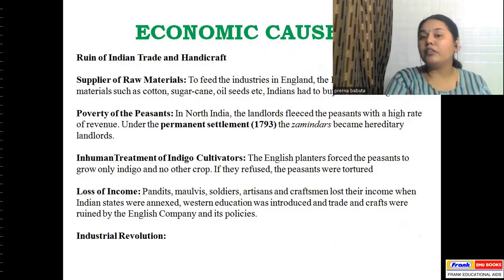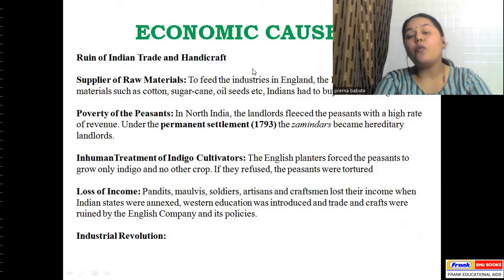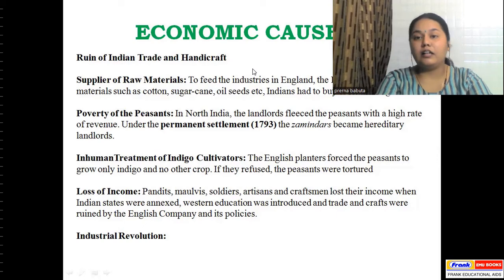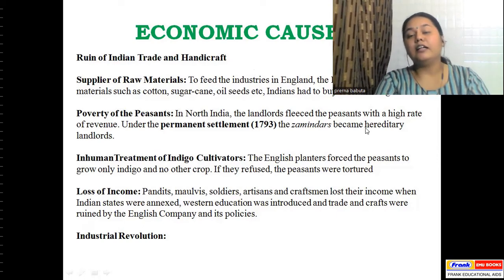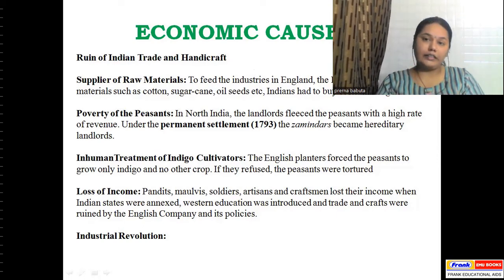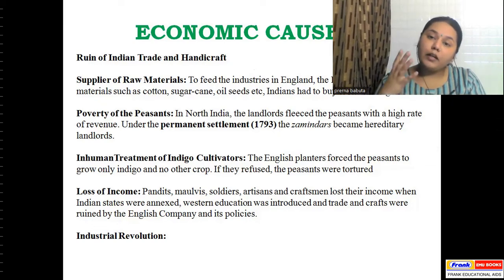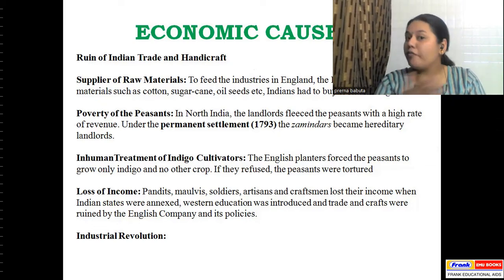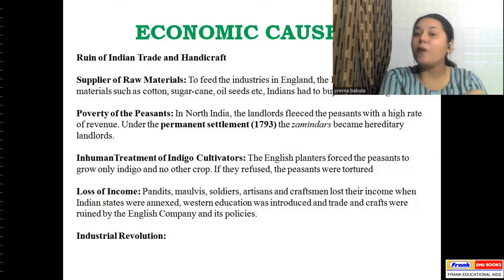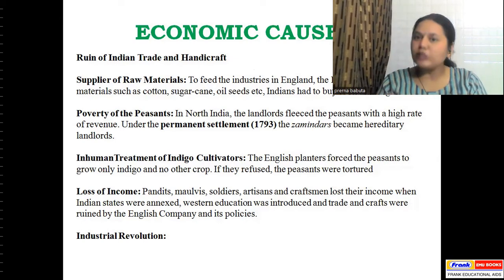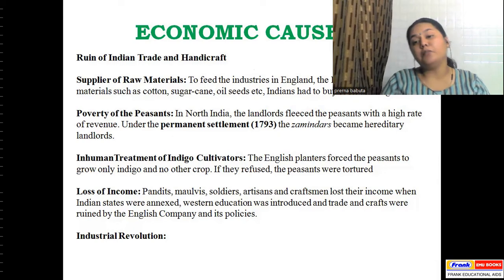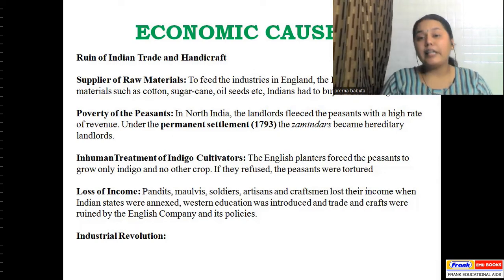Now let's talk about the economic causes. So we know how the Indian handicrafts and the textile industry declined. In the previous classes, we studied how cheap machine-made goods were flooded in the market, and the people stopped buying Indian handicrafts, of course, because they were expensive. So people started preferring the machine-made goods because they were quite economical.